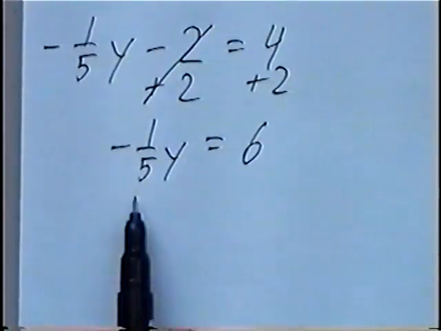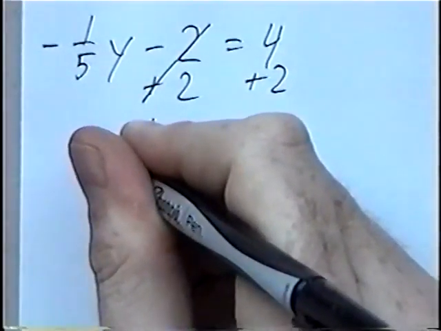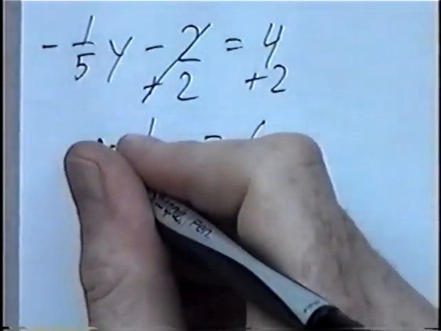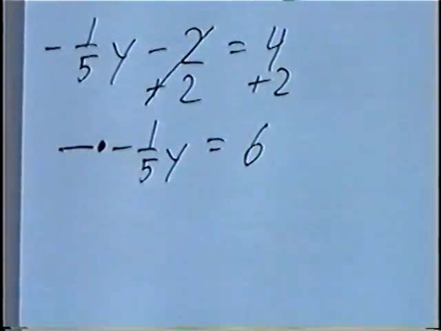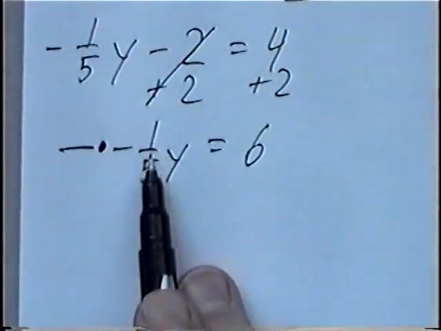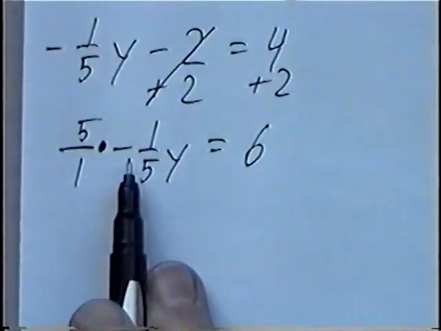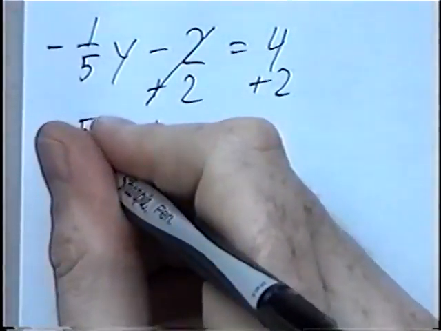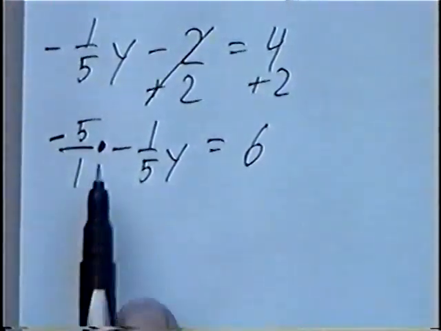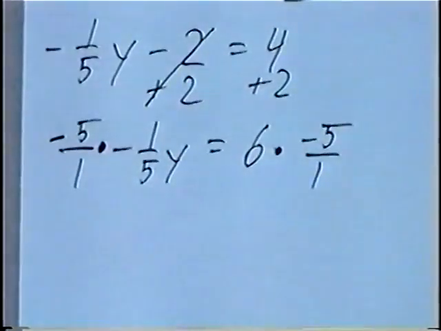Last step for this question, we have a fraction times a variable. Like we did in the previous problem, anytime you have a fraction times a variable, we can multiply by the reciprocal, which again is the same fraction flipped upside down. 1 over 5 would become 5 over 1, and if the fraction is negative, the reciprocal is also negative. So we'll multiply by negative 5 over 1. And again, we'll do that on both sides of the equation.